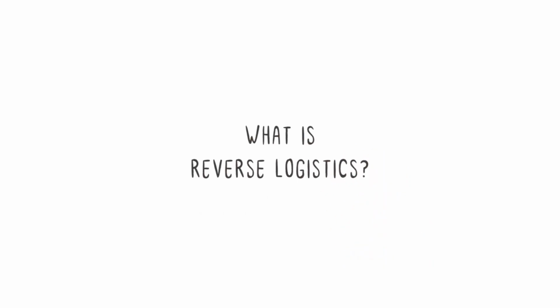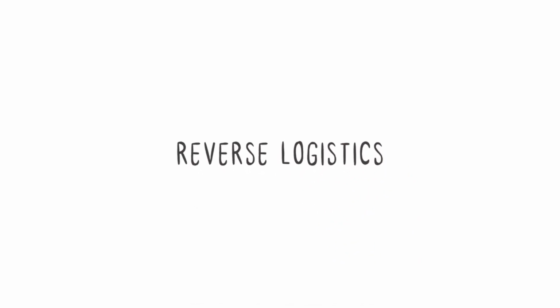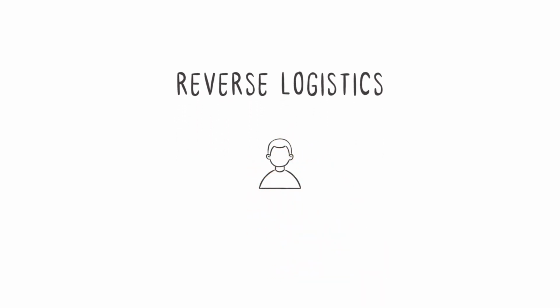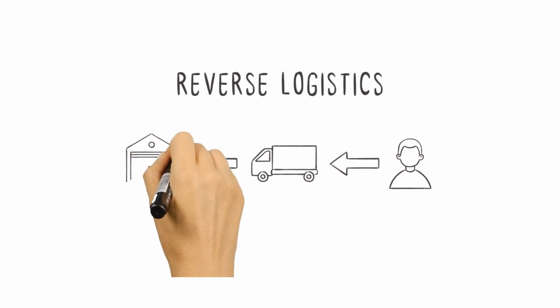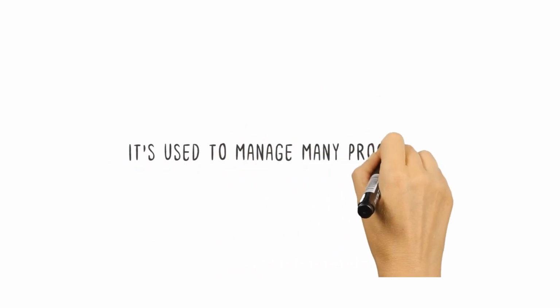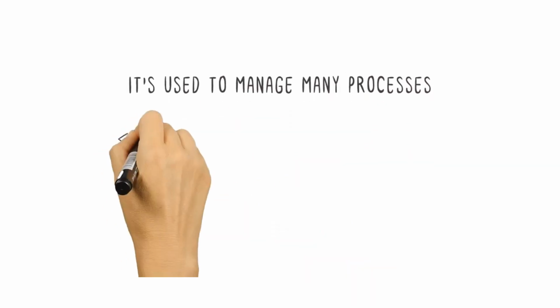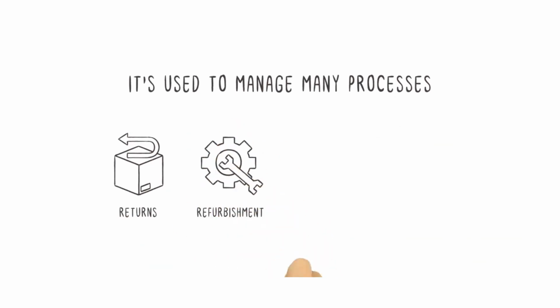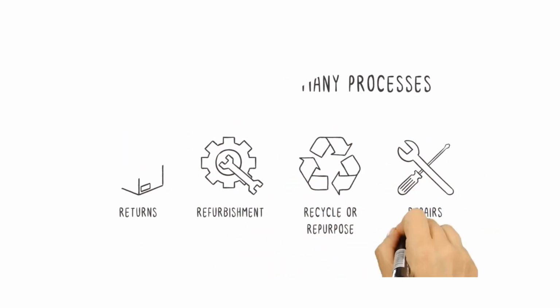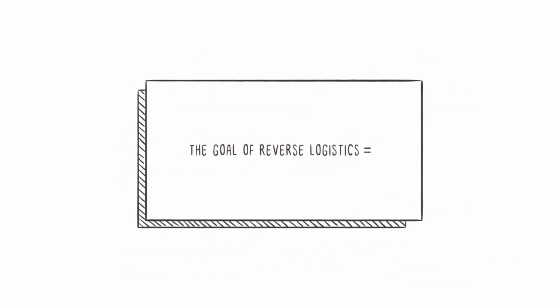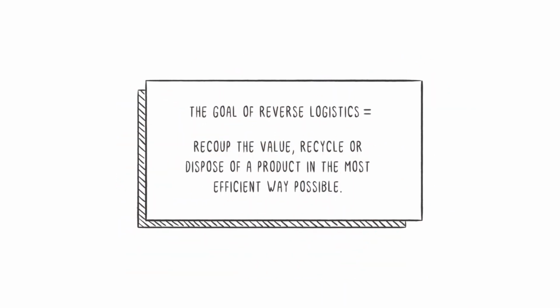What is reverse logistics? Reverse logistics is a part of supply chain management where goods move from the end consumer back to the seller, distributor, or manufacturer. It's used to manage many processes, including returns, refurbishment, recycle or repurpose, as well as repairs and maintenance. The goal of reverse logistics is to recoup the value of a product, recycle it, or dispose of it in the most efficient way possible.